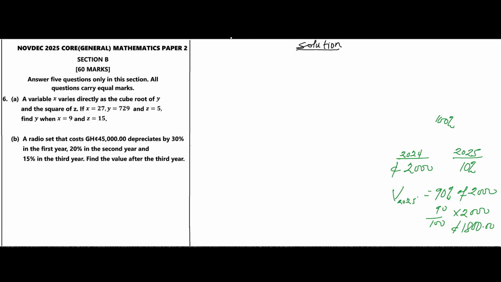So now back to the original question. So we are looking for the value of the radio set after the third year. So in the first year, 30% was taken away from the 100%. In other words, the radio set depreciated by 30%. So what will be the remaining value? So when you take 30% from 100%, you'll be left with 70%.